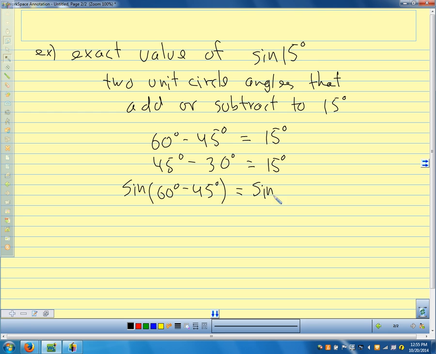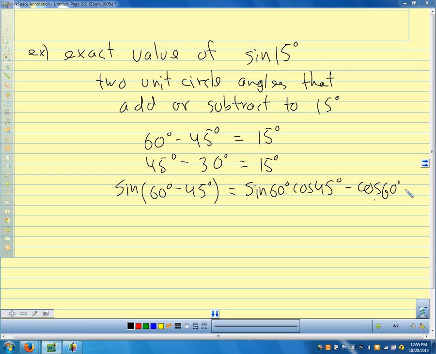So this is going to be the sine of 60 times the cosine of 45 degrees, minus the cosine of 60, so I'm writing it in the same order that we wrote in our formulas, times the sine of 45 degrees. And we can find these on our unit circle.